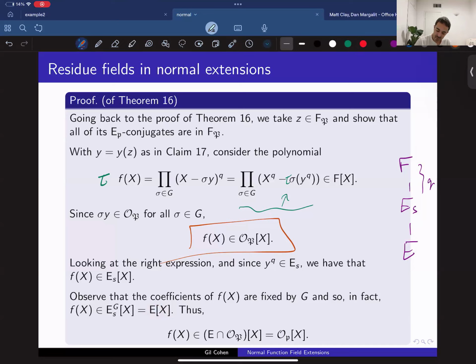Good. So because of this discussion, we know that f is a polynomial over E, but we know also that it's a polynomial over capital O_P. And so the coefficients of f of x are in E and in capital O_P, which is precisely small o_p. So all in all, we proved that f actually is not just a polynomial in capital F, it's a polynomial over small o_p. Okay.